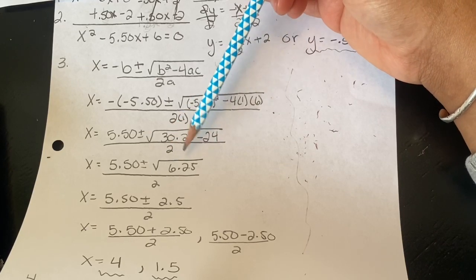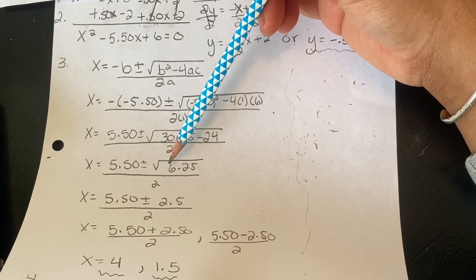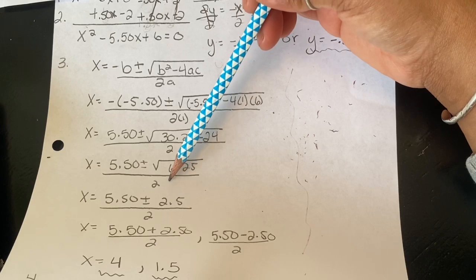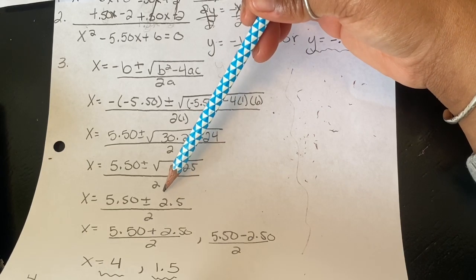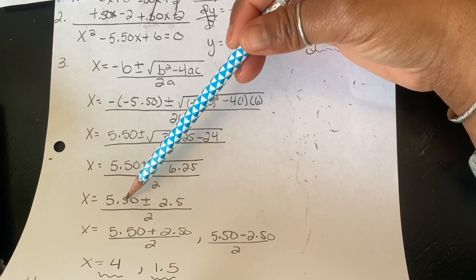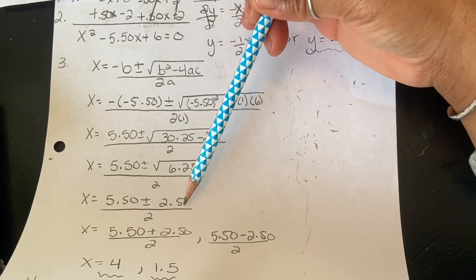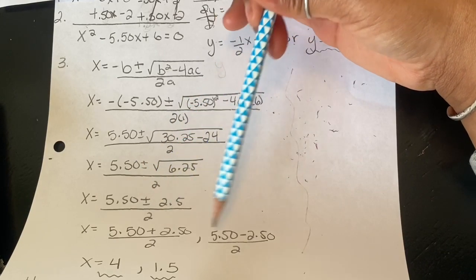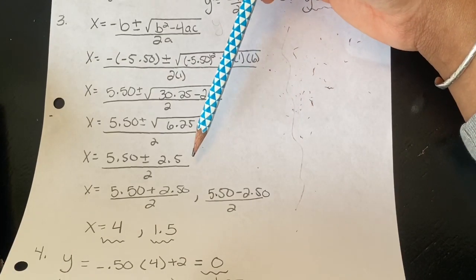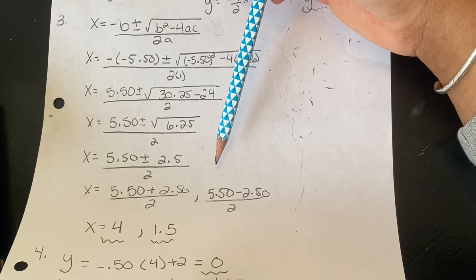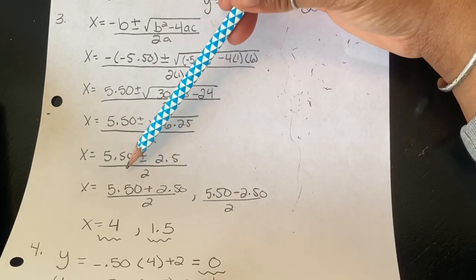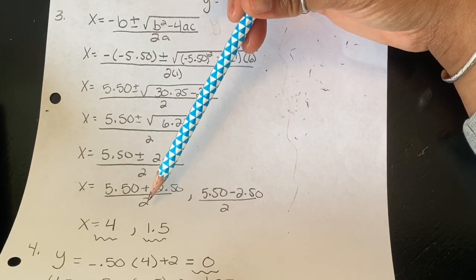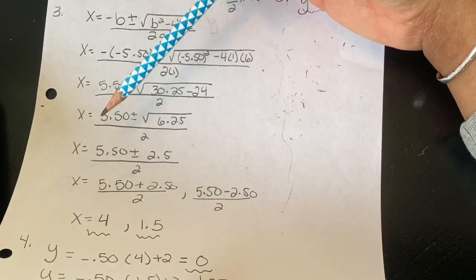Now, I did my calculations and figured out that 6.25 is a perfect square, so the square root of 6.25 is going to be 2.5. So now I have 5.50 plus 2.5 divided by 2, and then 5.50 minus 2.5 divided by 2, because when you're dealing with quadratics, you usually have two solutions. When I do my math, I get x equals 4 and x equals 1.5. And this is only done by putting it in my calculator.